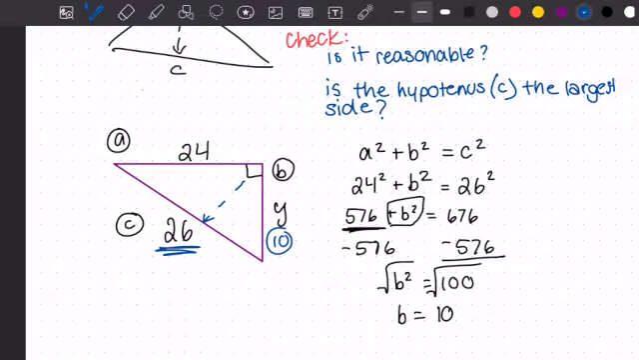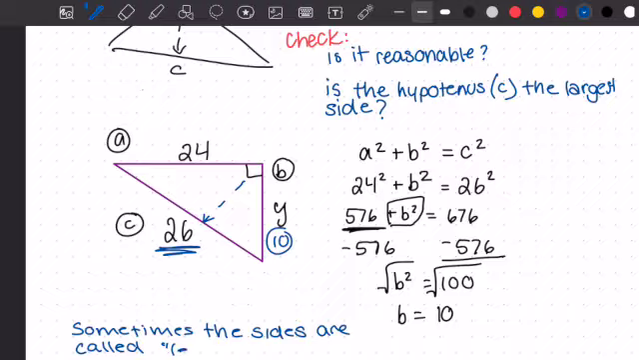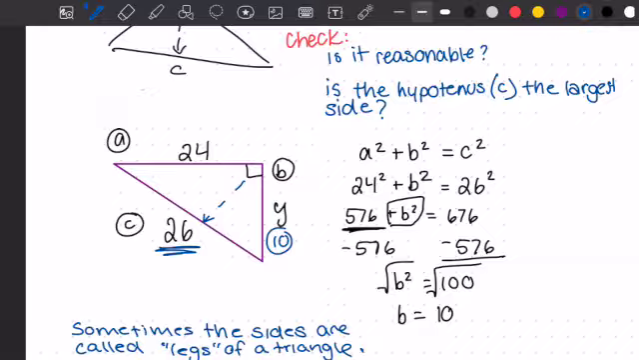Okay, that's all we're doing for this section. The only thing that you kind of need to understand is that sometimes the sides are called legs of a triangle. Are there any questions? No. Awesome. Okay, let me stop the video.